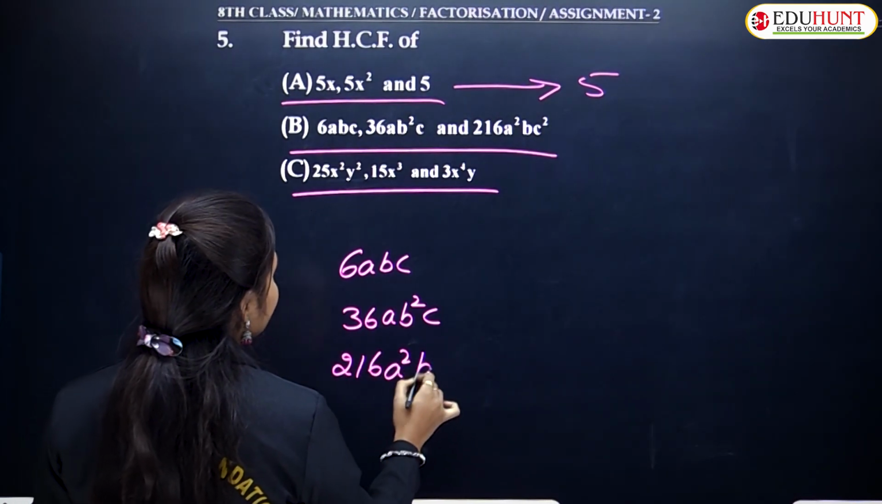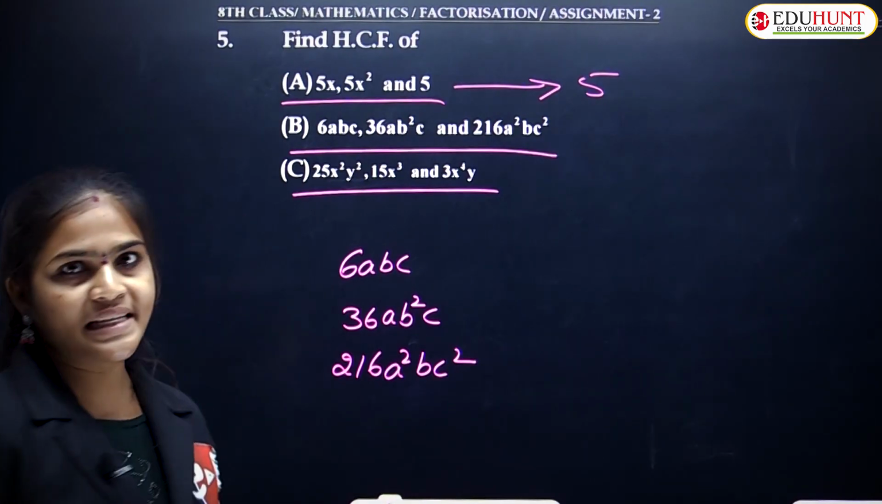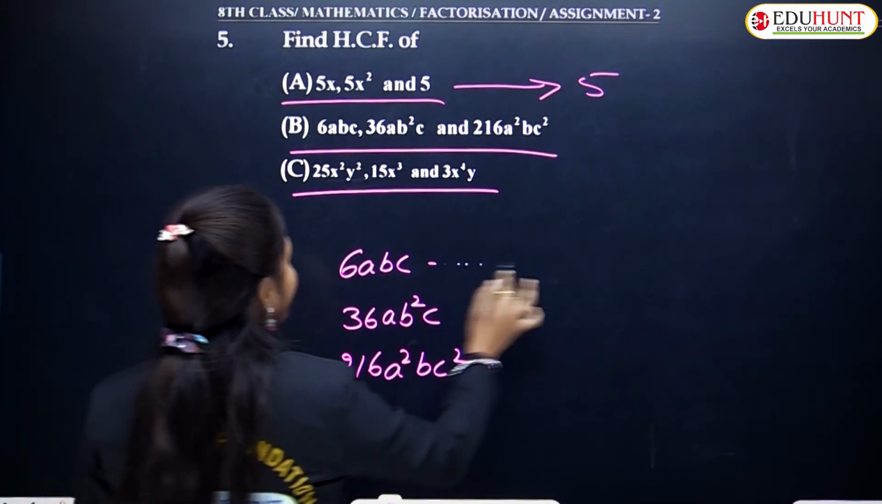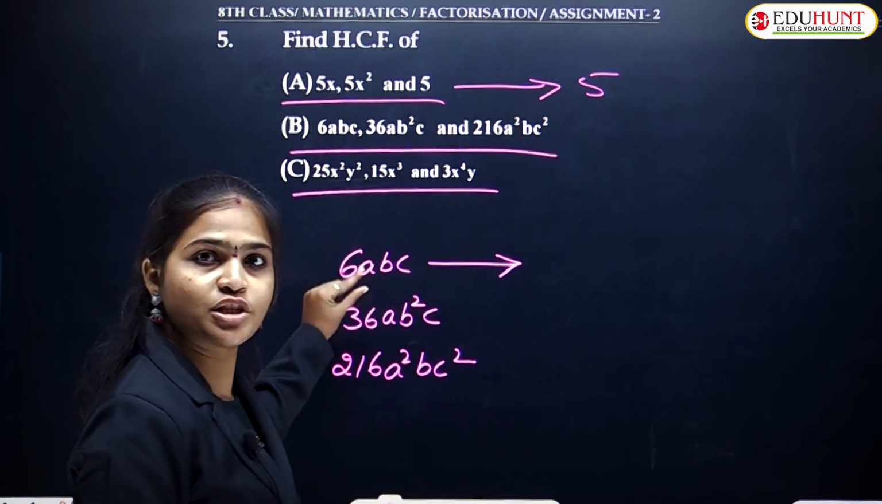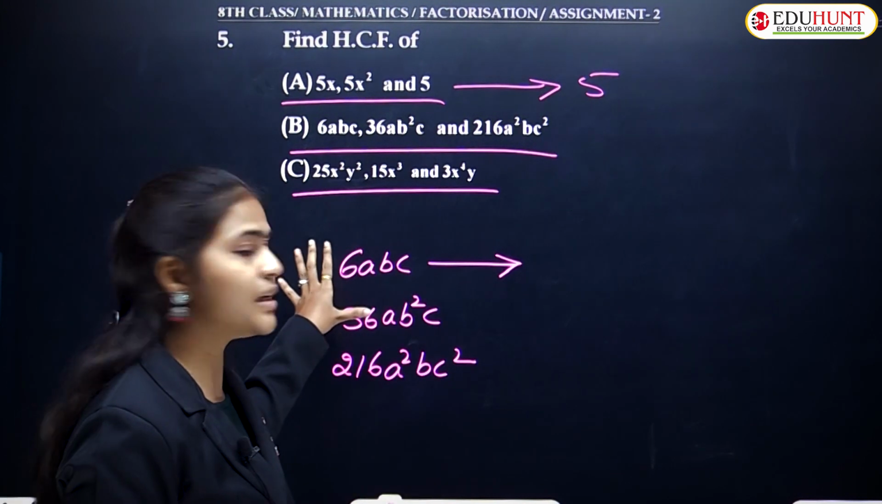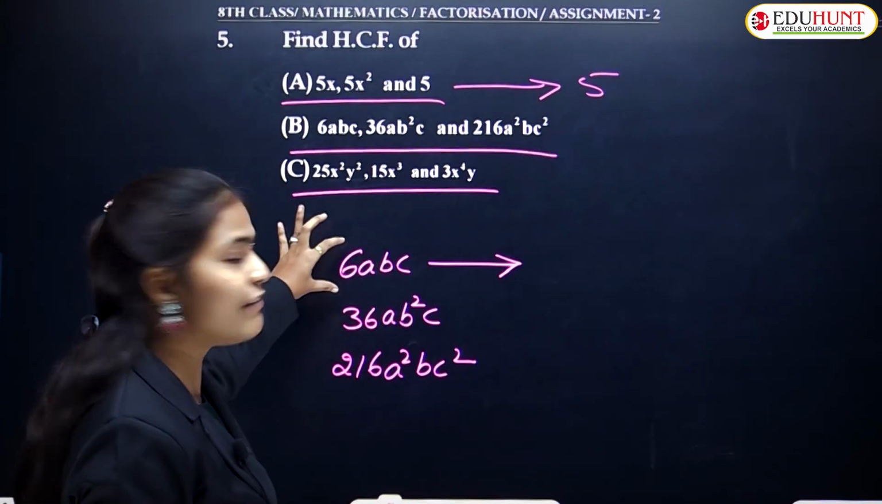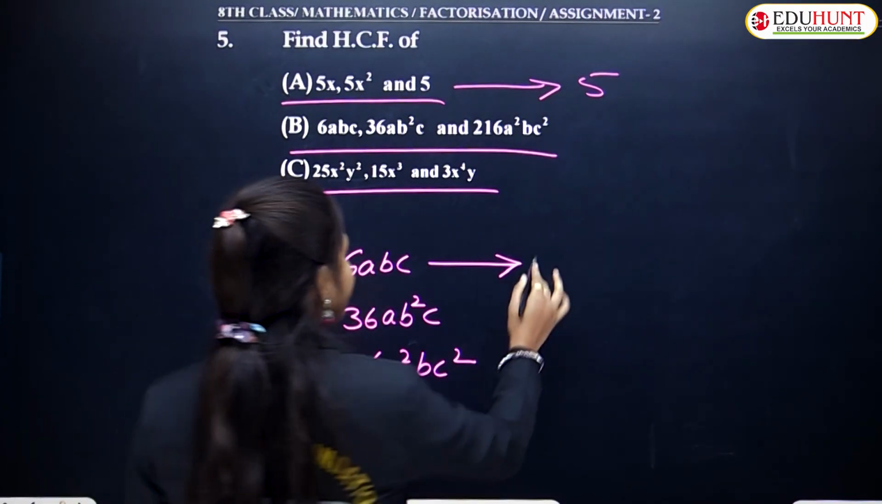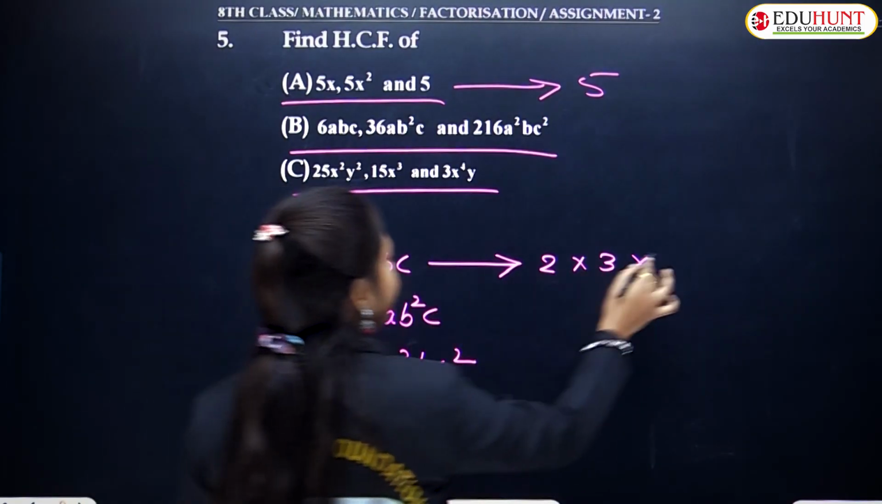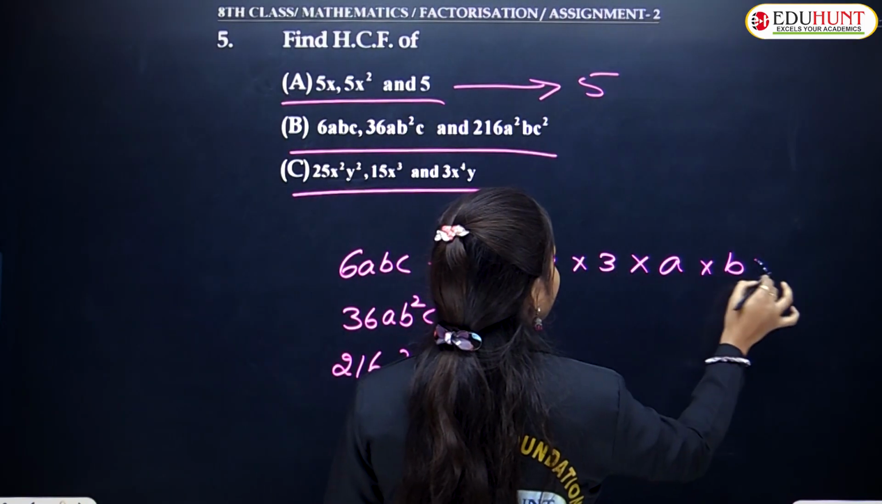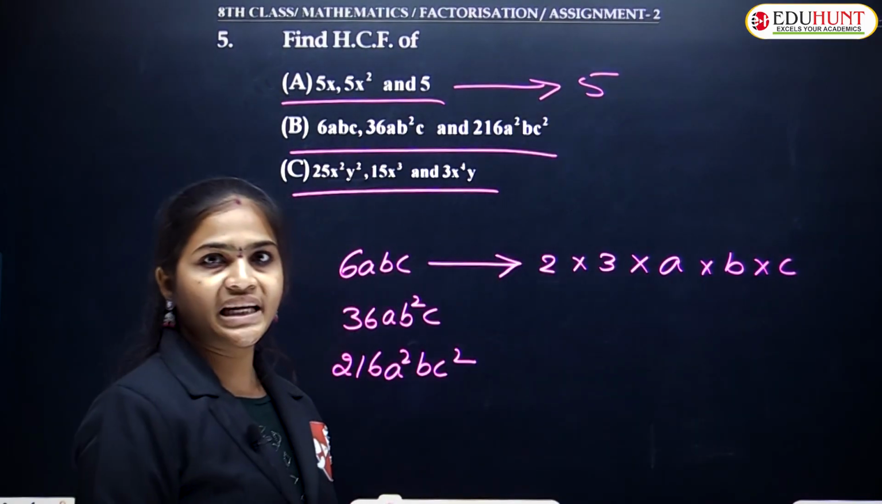216 a square bc square. See here, what is the prime factorization of a first? Always write the prime factorization for that given numerical number. The numerical value is 6. 6 we can express as 2 into 3. And here the leftover variables are a into b into c.